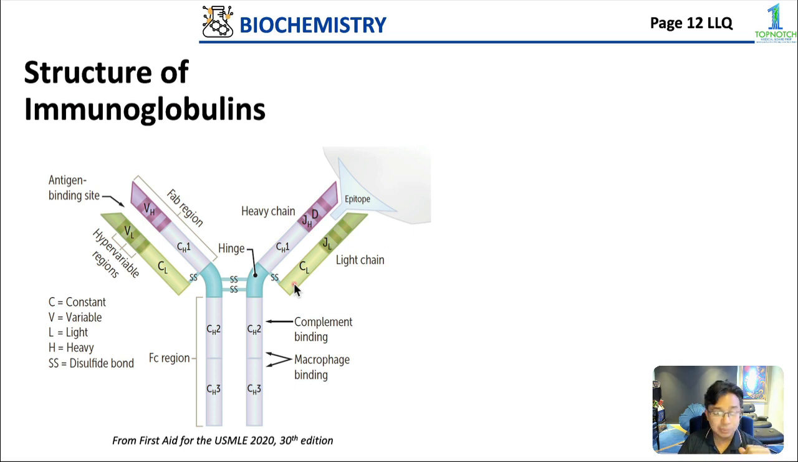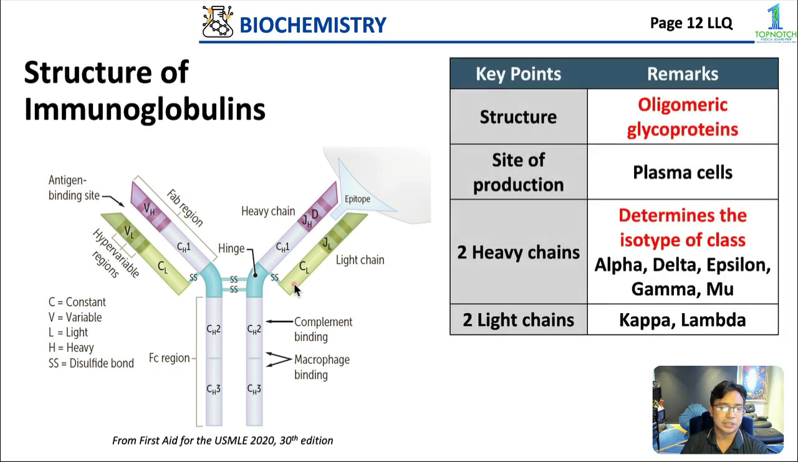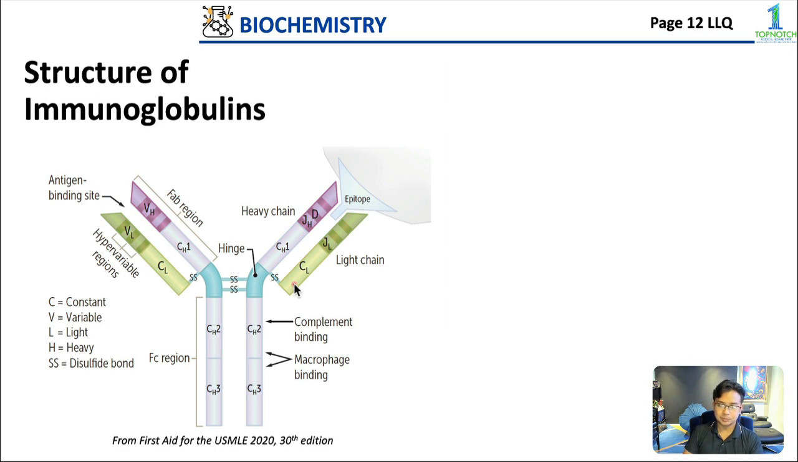Immunoglobulins are oligomeric glycoproteins. They are mainly produced by the plasma cells, and they have two unique chains. You have two heavy chains and two light chains. Two heavy chains determine the major isotype of the Ig classification: alpha, delta, epsilon, gamma, mu. Alpha, IgA; delta, IgD; epsilon, IgE; gamma, IgG; and mu, IgM.